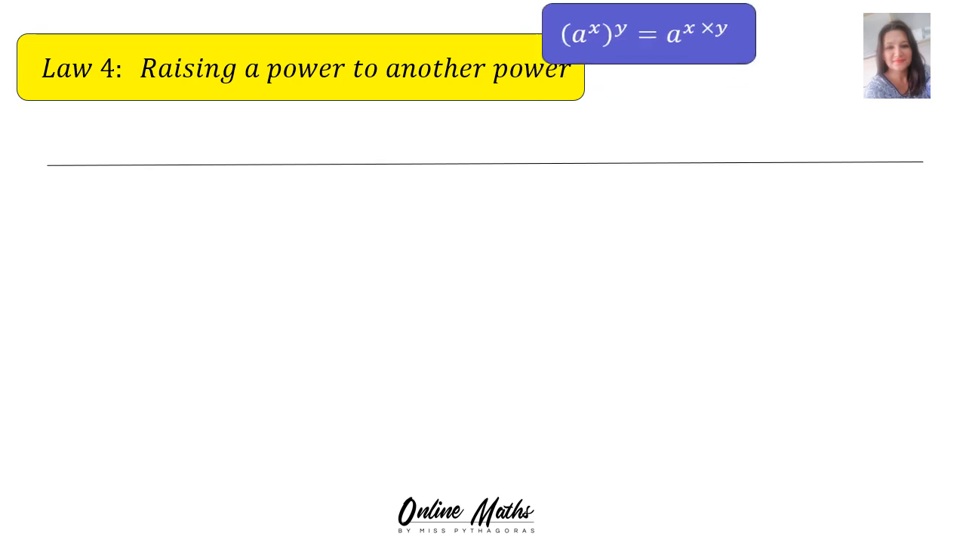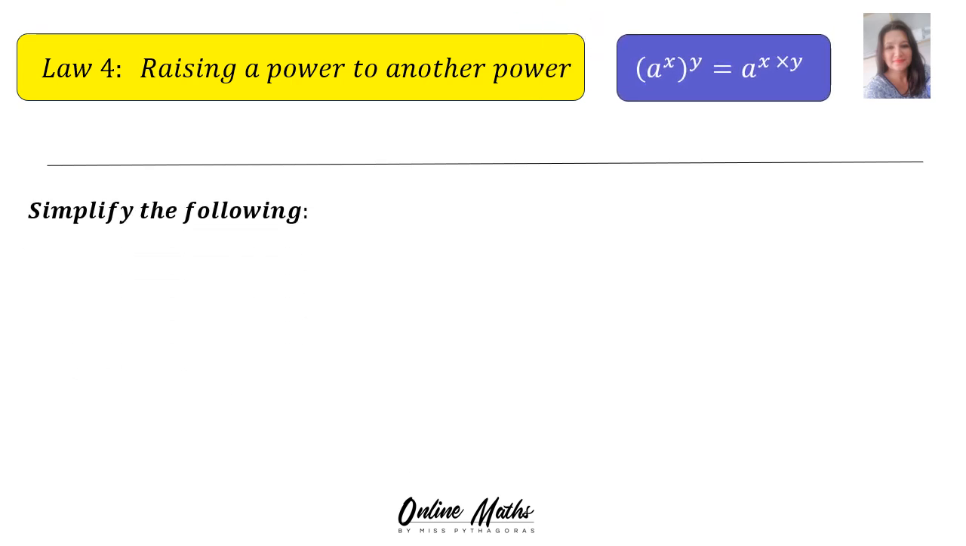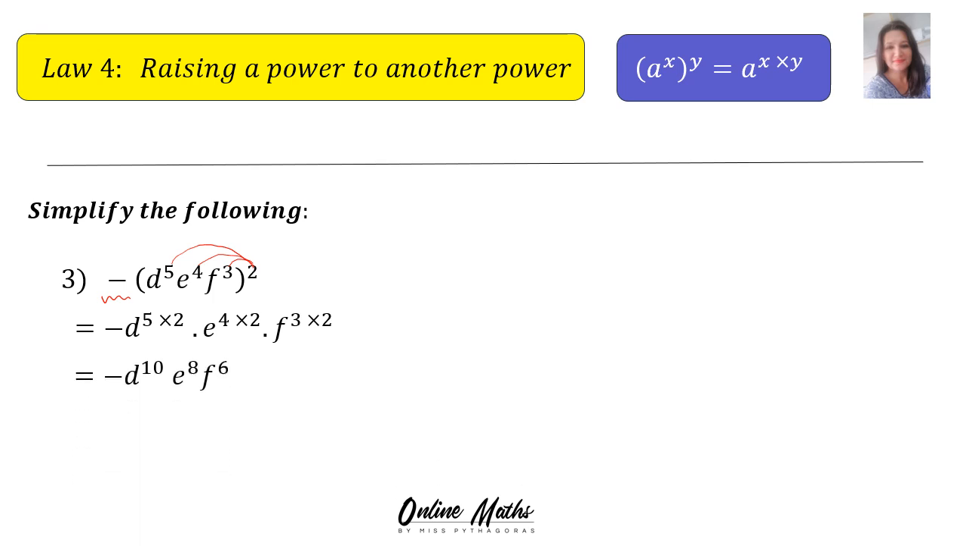Let's do more. There's your law and the question. Simplify the following. So now on number 3, you will see that the minus is outside of the bracket. So you will not square the minus. The only thing that you will do is you will multiply the 5 by 2, the 4 by 2, the 3 by 2. So this thing becomes, there's your minus, d to the 5 times 2, e to the 4 times 2, and f to the 3 times 2. And your final answer, negative d to the 10, e to the 8, f to the 6.